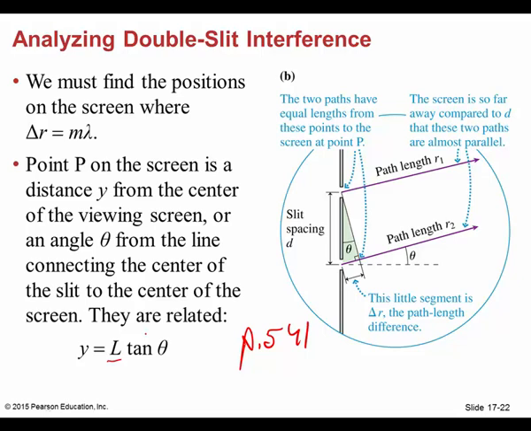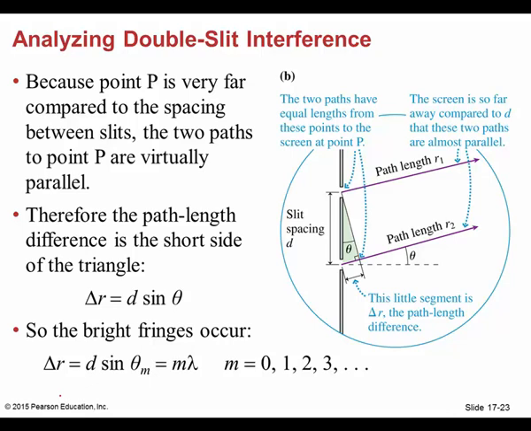So, in other words, if I know my distance from my screen, let's say my screen's there, from here to here, that's L, okay? I want to find Y. Well, Y is the distance from the central maximum to the next maximum, okay? All right, then I know that if I know tangent theta, or take the tangent of theta, I can find that.